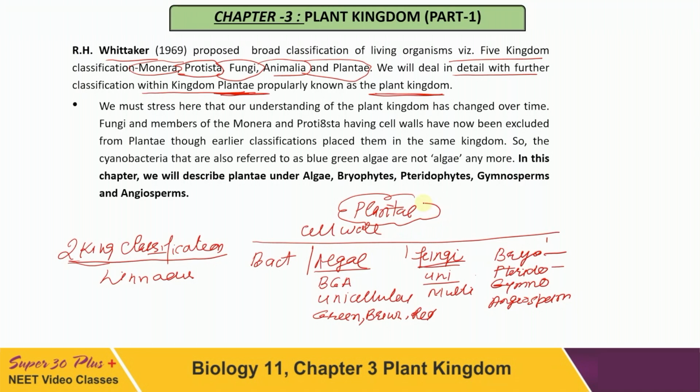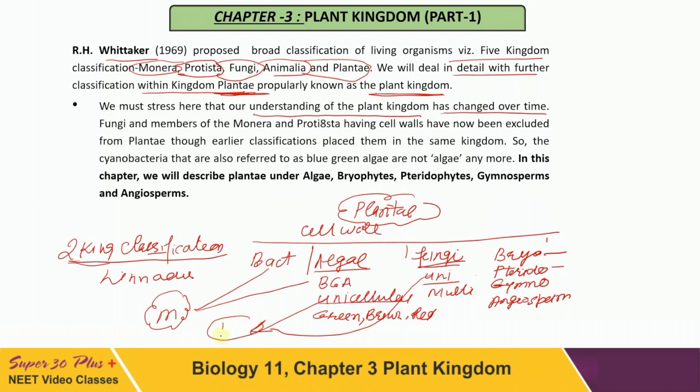But you see, with time, the understanding of plant kingdom has changed. How has it changed? How can you remember it? What do we have in kingdom Plantae now? All these are not included in kingdom Plantae. The bacteria and the blue-green algae have been separated and kept in a separate kingdom, kingdom Monera. The unicellular algae and the unicellular fungi have been kept in kingdom Protista. Multicellular fungi have been kept in kingdom Fungi.